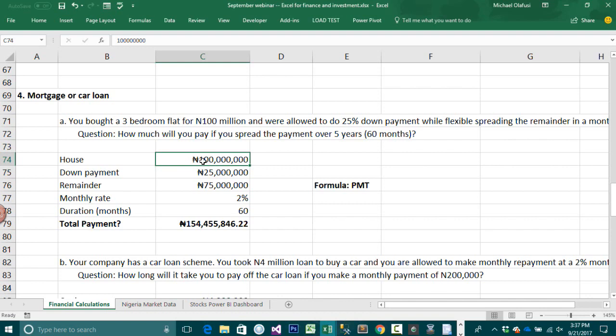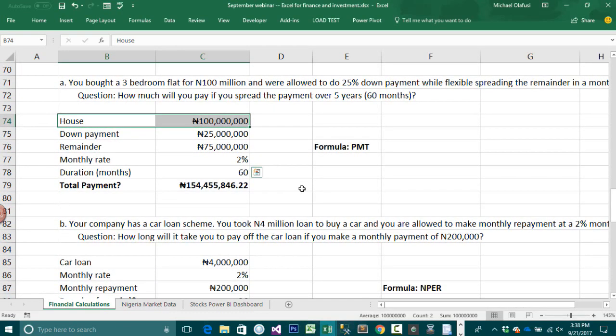You're paying almost an extra half of the value on top. But then again, that is how interest rate works, right? It's like a loan, so you end up paying more than the actual list value, the cover price of the house, 100 million. But that's how the calculation works anyway.